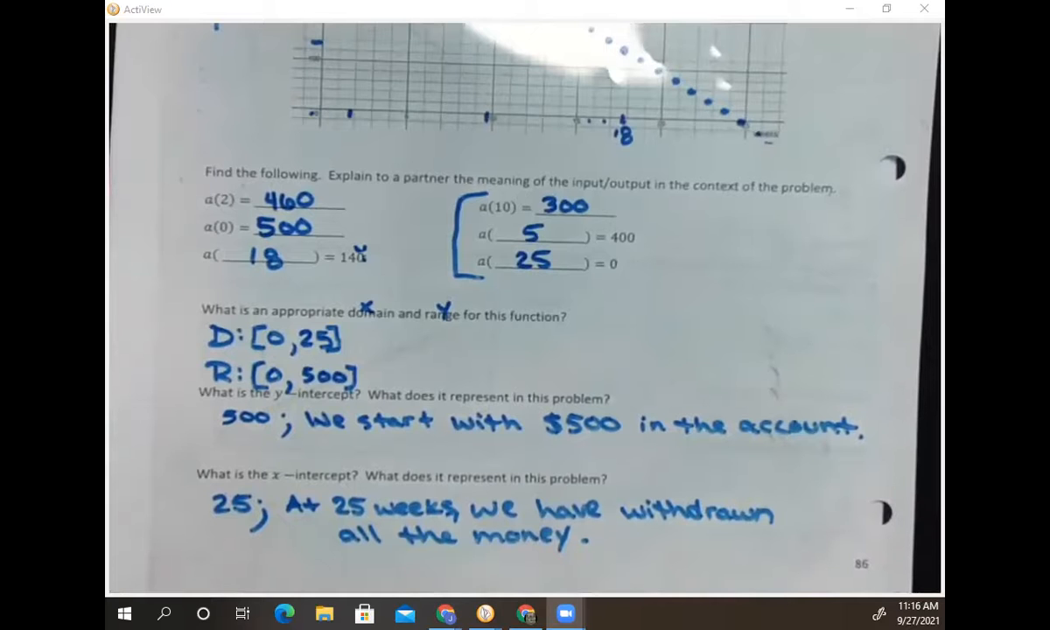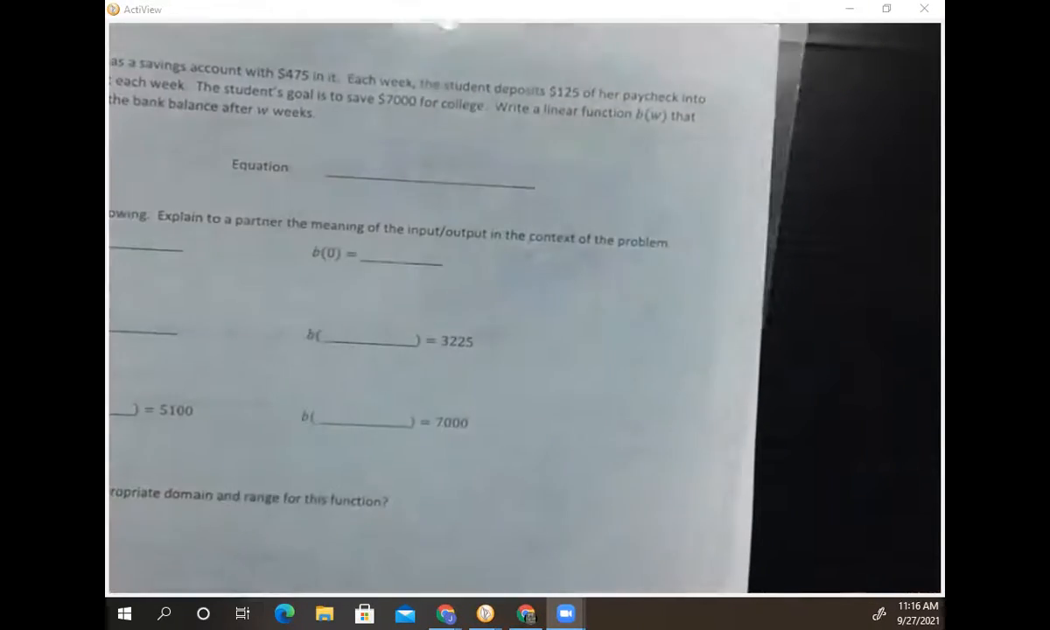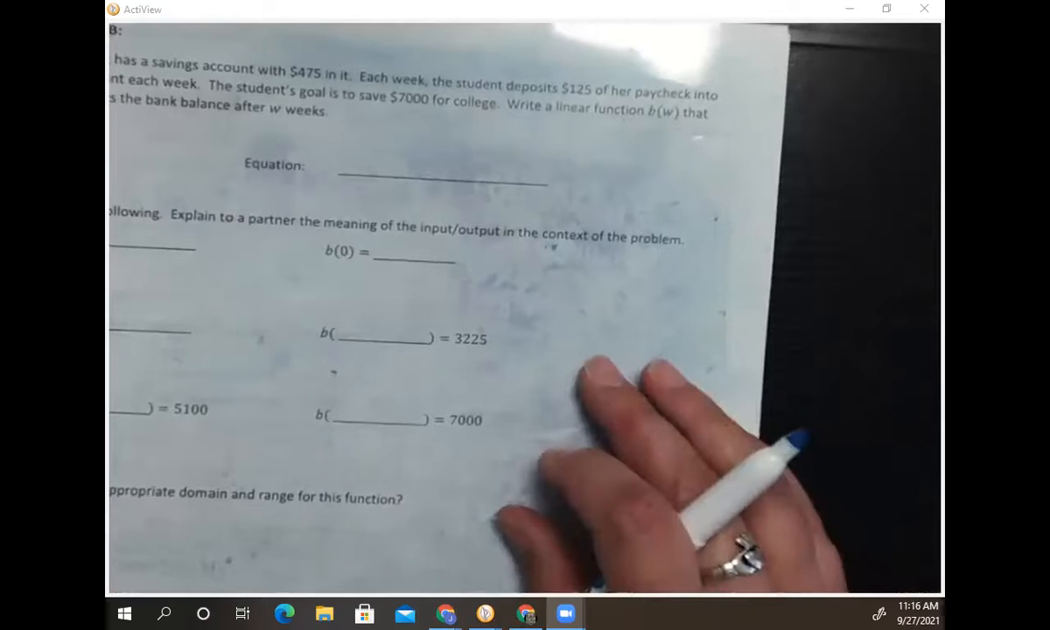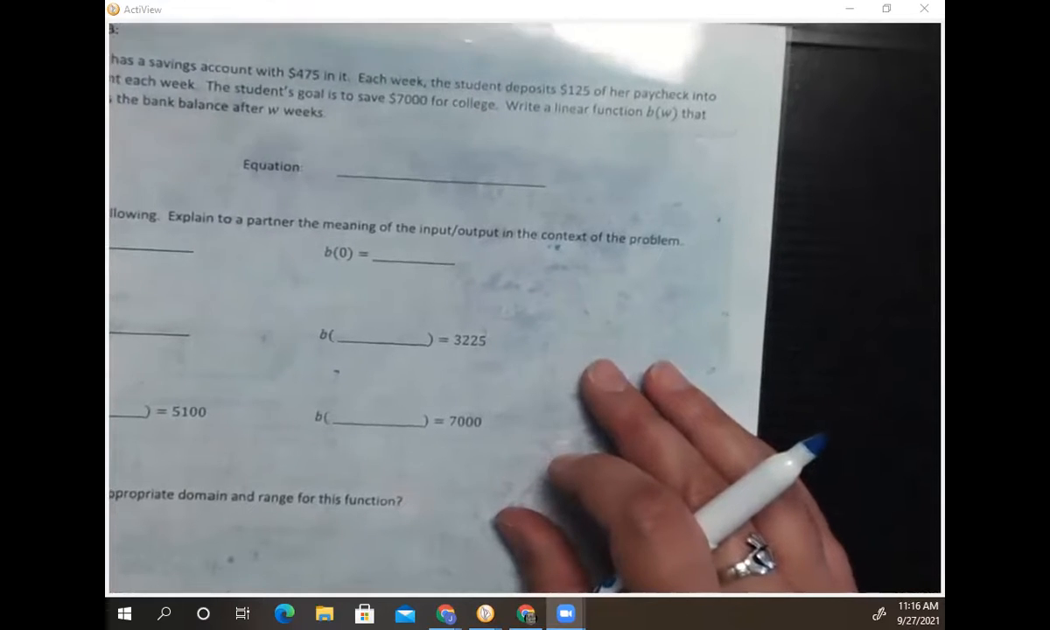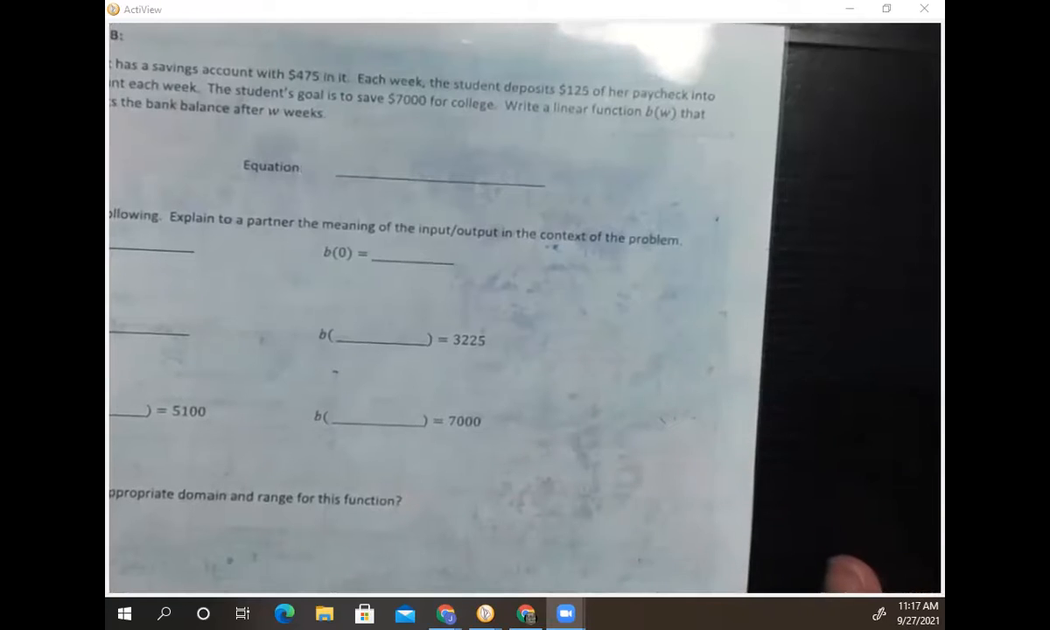Okay, I want to look at just the setup for the problem on page 87. So if you would for me, please turn to page 87. And we're going to take a look at the setup for this one together. So the top of page 87 says the student has a savings account with $475 in it. Each week, the student deposits $125 of their paycheck into the account. The student's goal is to save $7,000 for college. Write a linear function, b of w, that represents the bank balance after w weeks.